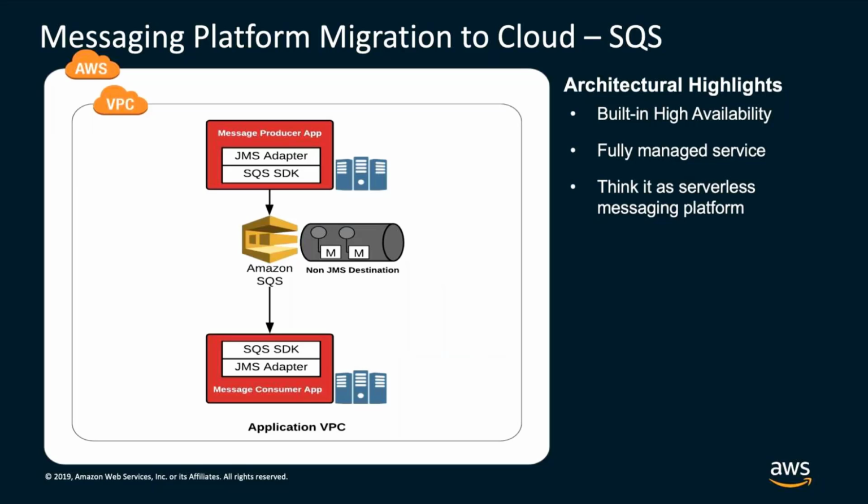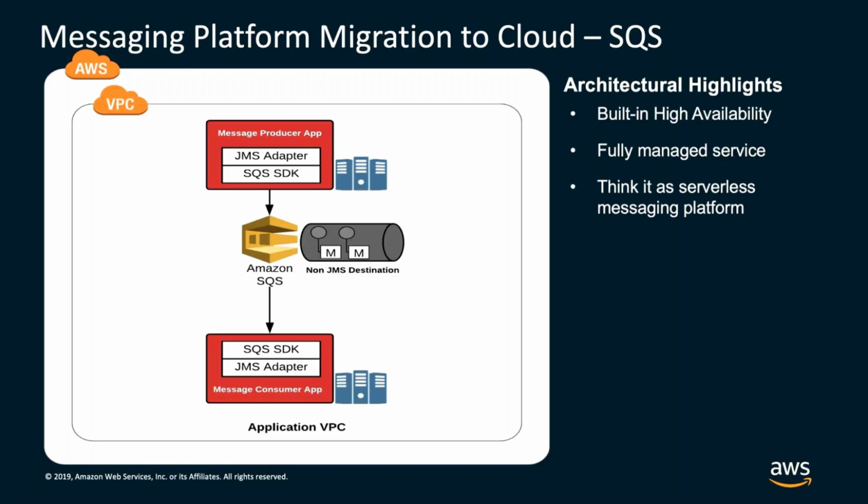Let's start off with our first leg of the journey with SQS, as you see here in this diagram. The SQS implementation is pretty straightforward. If you are building anything on cloud as a cloud native implementation and you have any messaging requirement, then SQS is a perfect candidate. What you do is you just create an SQS queue. To me, I think of it as a serverless messaging platform. SQS is a fully managed service, and it has built-in high availability. So you just go for it.